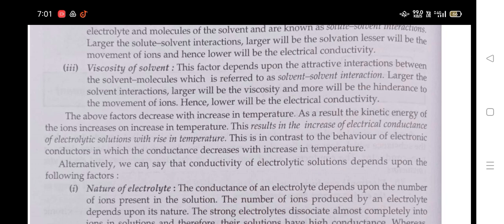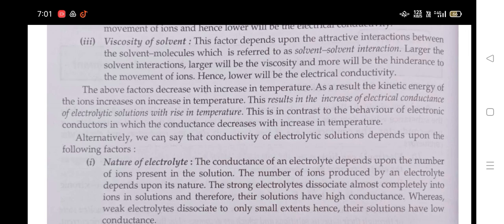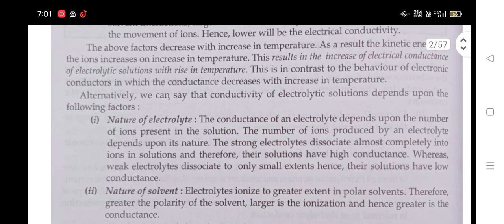The above factors decrease with increase in temperature. As a result, the kinetic energy of the ions increases on increase in temperature. This results in the increase of electrical conductance of electrolytic solutions with rise in temperature. This is in contrast to the behavior of electronic conductors, in which the conductance decreases with increase in temperature.